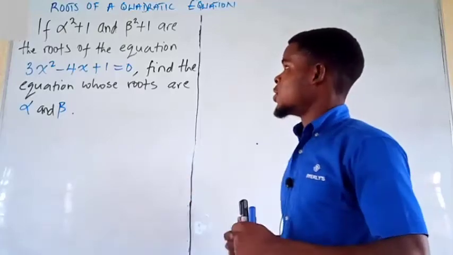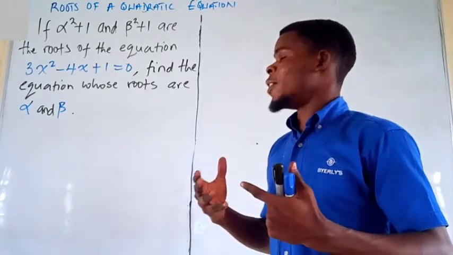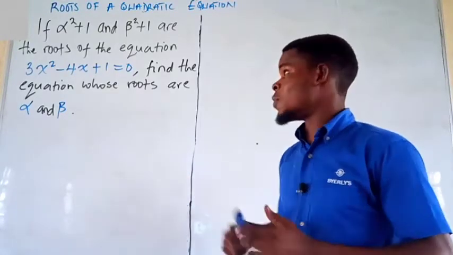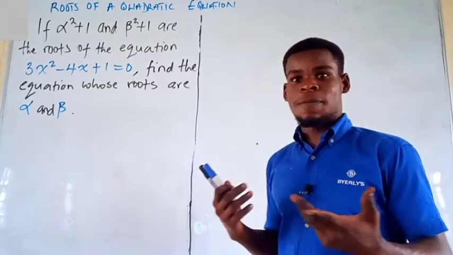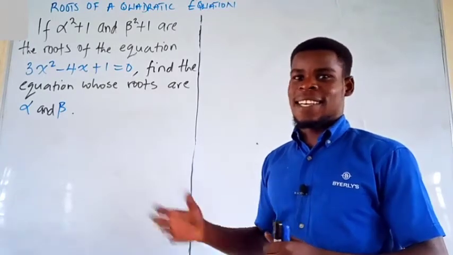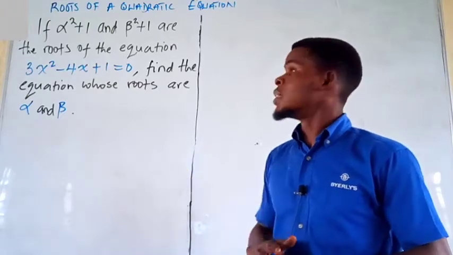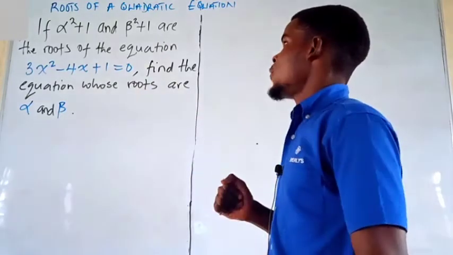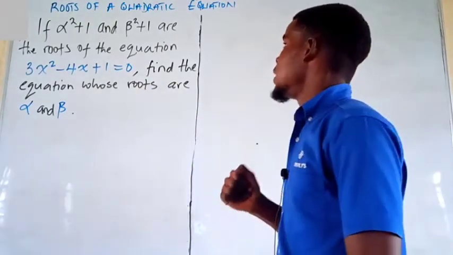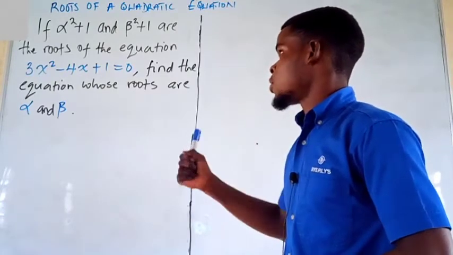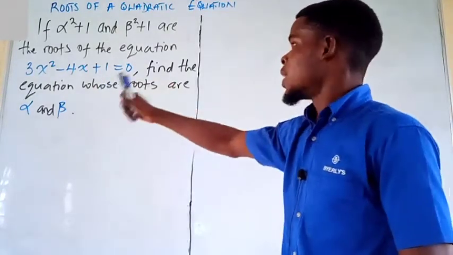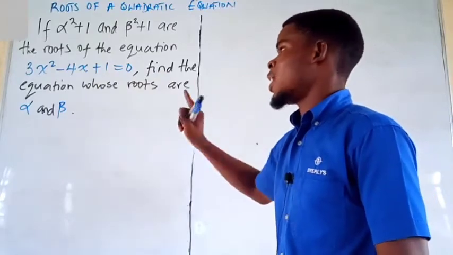Well, this question is a very different one from the others we've been doing, but it's very simple as well. We can actually deal with it. Now, it goes that if alpha squared plus 1 and beta squared plus 1 are the roots of this equation, then find the equation whose roots are alpha and beta.